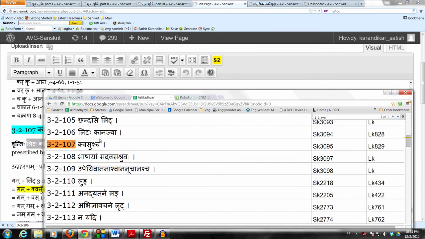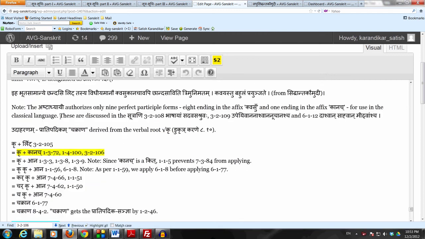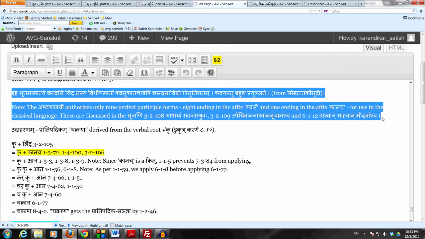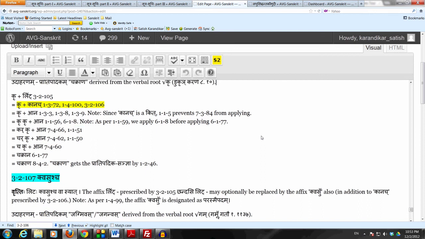So in addition to kanach, which was prescribed by 3.2.106, kwasu also may come as a substitute in place of the lit prescribed by 3.2.105 Chandasi lit. So all the comments we made under 3.2.106 are also applicable here, that this affix kwasu is technically to be used only Chandasi, but kavayaha bahulam prayunjate, that it is seen to be used. It is not used anywhere in the Bhagavad Gita, but in Bhagavatam, Raghuvamsha Kavyam, etc. you will see this affix kwasu used once in a while. The kanach is almost never used, but kwasu, we have to be ready to spot the affix kwasu if we see it.